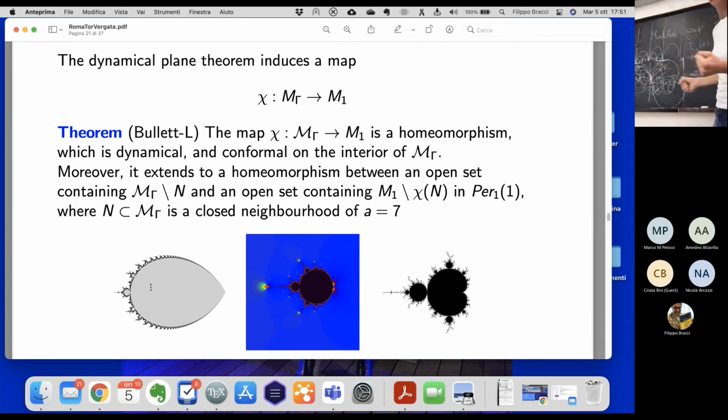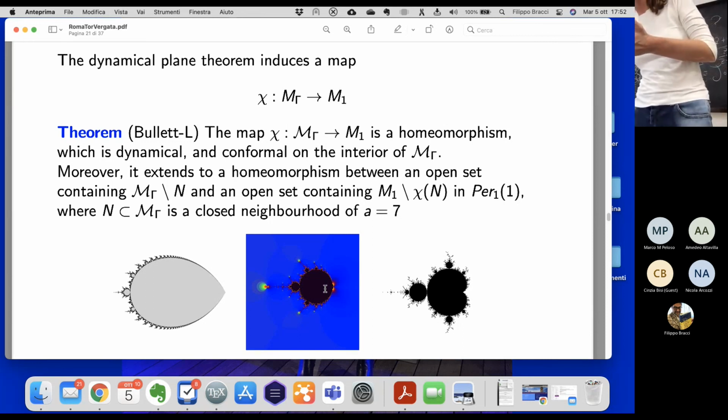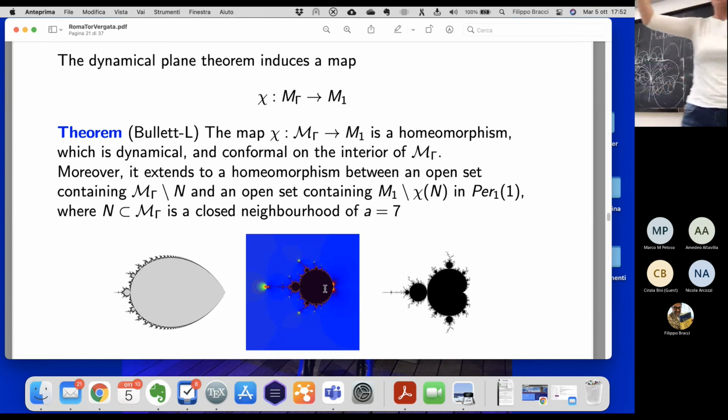So we have a map chi between M gamma, that we called the modular Mandelbrot set, and M1, the parabolic Mandelbrot set. And what we finally proved this year is that this map is a homeomorphism, which is dynamical. It means if I send A to B, because let's remember that in the parabolic Mandelbrot set we have B, which are equivalent classes. B is 1 minus A squared. From A, I'm going to B.